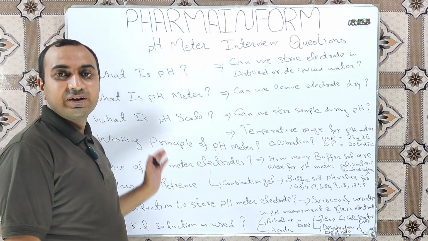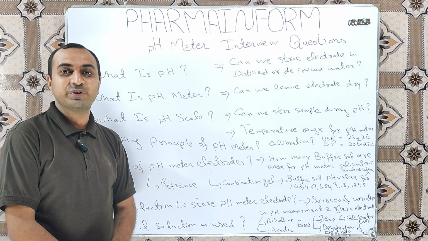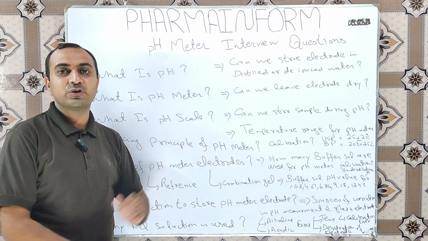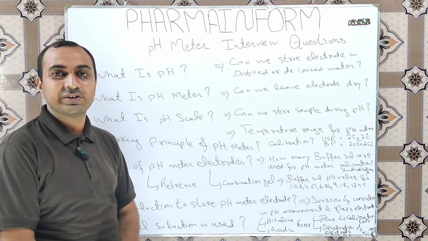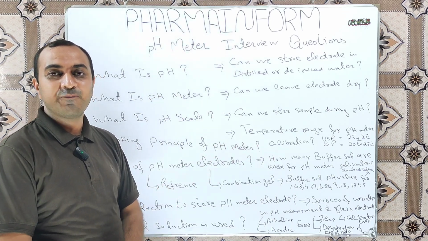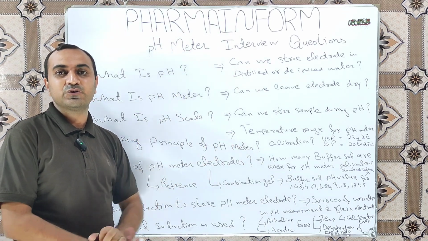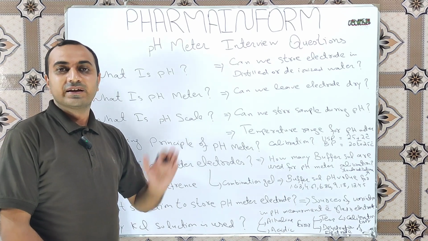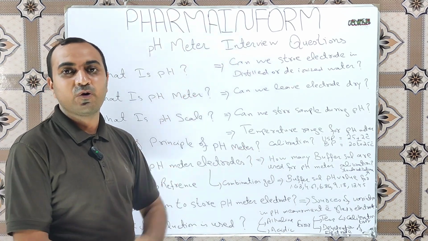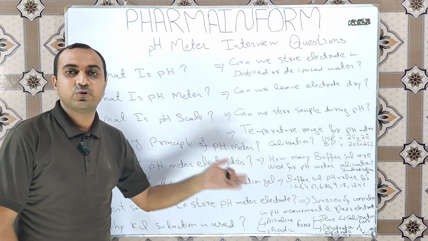The next question is, what is the best solution used to store the electrode of pH meter? KCl solution, or potassium chloride solution, is the best solution which is used to store the electrode of pH meter. The next question is, why do we use KCl solution for the electrode storage? The KCl solution is used because KCl prevents the leakage or evaporation of the solution.